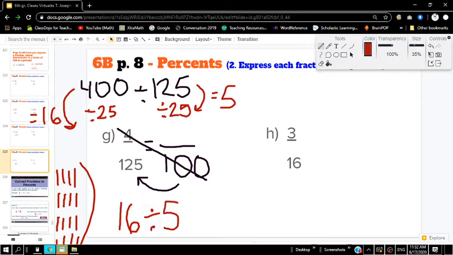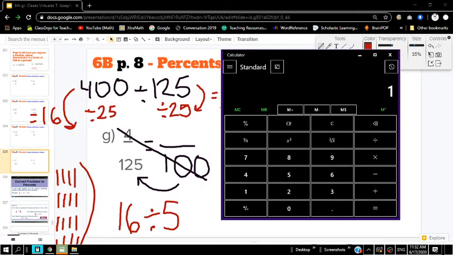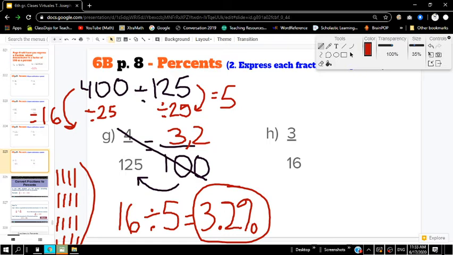All right, I could do that in my brain. 5 goes into 16 3 times, and then we're left over with a remainder of 2, which we're going to bring down a decimal point and a 0. 5 goes into 20. Let's just do it out. I think it's going to be 3.2, but I'm not quite sure. 16 divided by 5 equals 3.2. Yes, perfect. So my final answer is 3.2%. This number right up here is 3.2, which is going to convert into a percentage because we have it over 100.